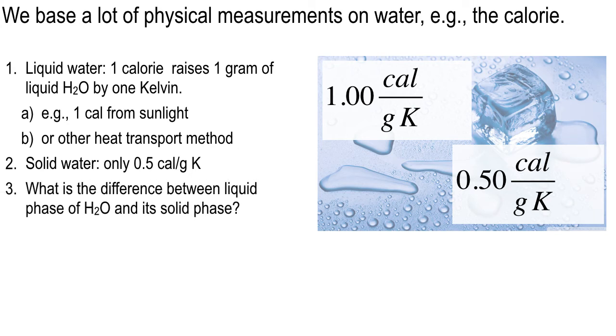Now, here's the heart of our discussion for today. What is the difference between liquid phase and solid phase? Well, liquid phase and solid phase for water, the difference is 273 Kelvin. Either you're above it for liquid or you're below it for solid, for ice.